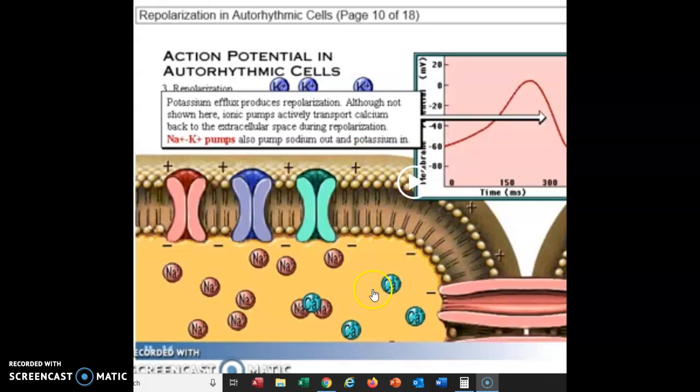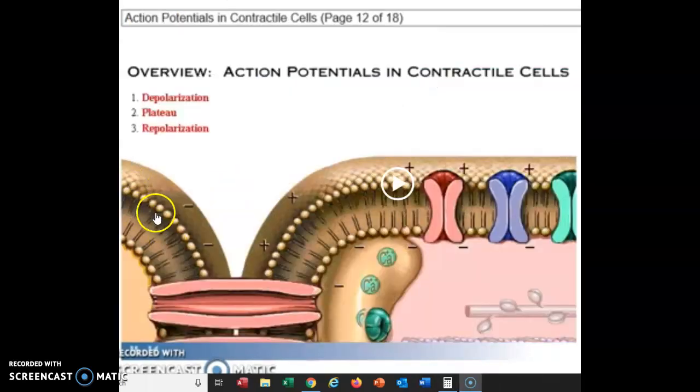In the meantime, though, what did come in during this depolarization stage especially, these ions start flowing across gap junctions into the adjacent cells. Okay, so what we're going to look at next is how does what has gone on in an autorhythmic cell affect what's going to go on in a contractile cell. Okay, here was our autorhythmic cell, here's our gap junction. Now we're over here in our contractile cell.